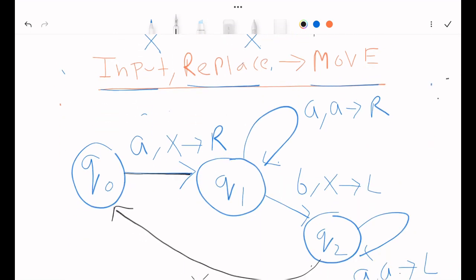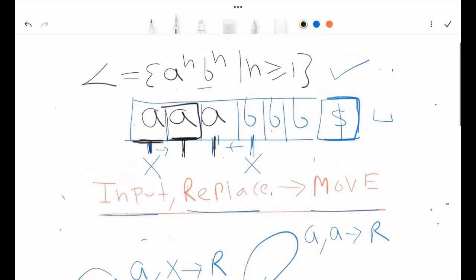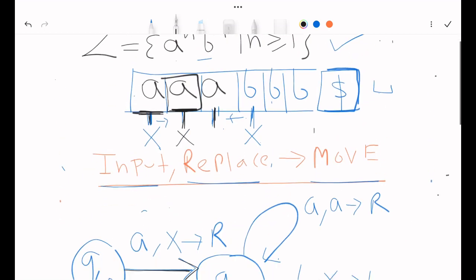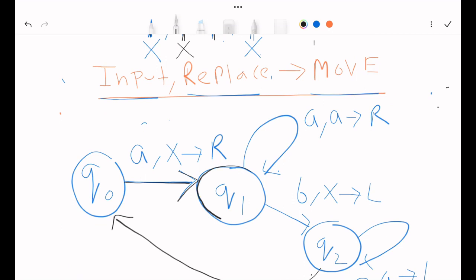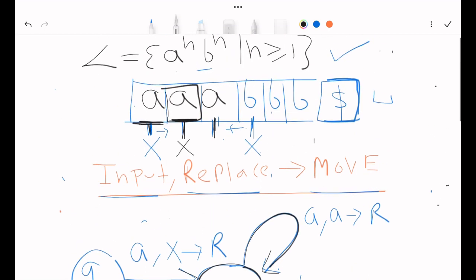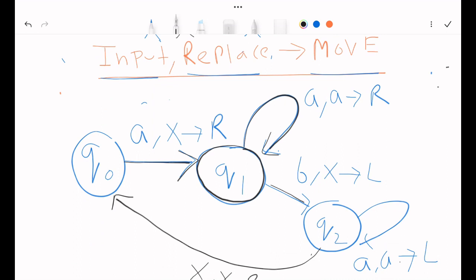Again I am here. A replaced by X and move right. Okay. Now I am here. A replaced by A and move right. A replaced by A, move right. Again I am here now. Now once I am reaching here, B.